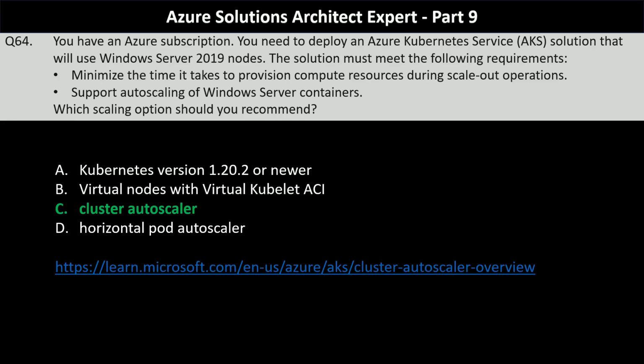Folks, virtual nodes with virtual kubelet ACI cannot be chosen as the correct answer in this case, as virtual nodes only support Linux nodes, whereas in this question we need to support autoscaling for Windows nodes. There is a link on your screen. If you would like to understand why cluster autoscaler has been chosen as the correct answer, then go through the link and read more about it.